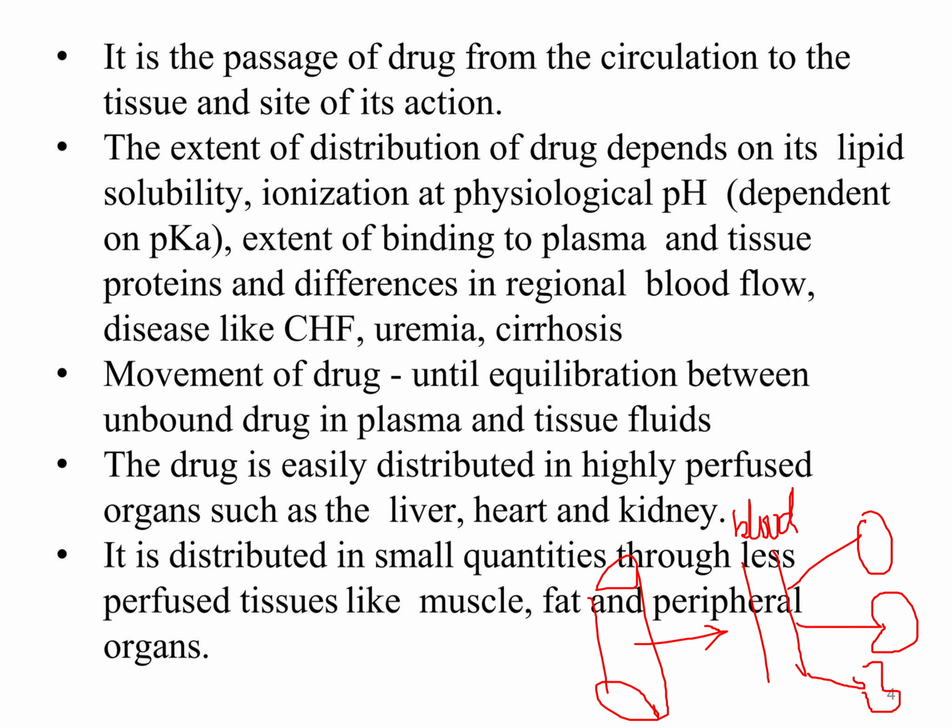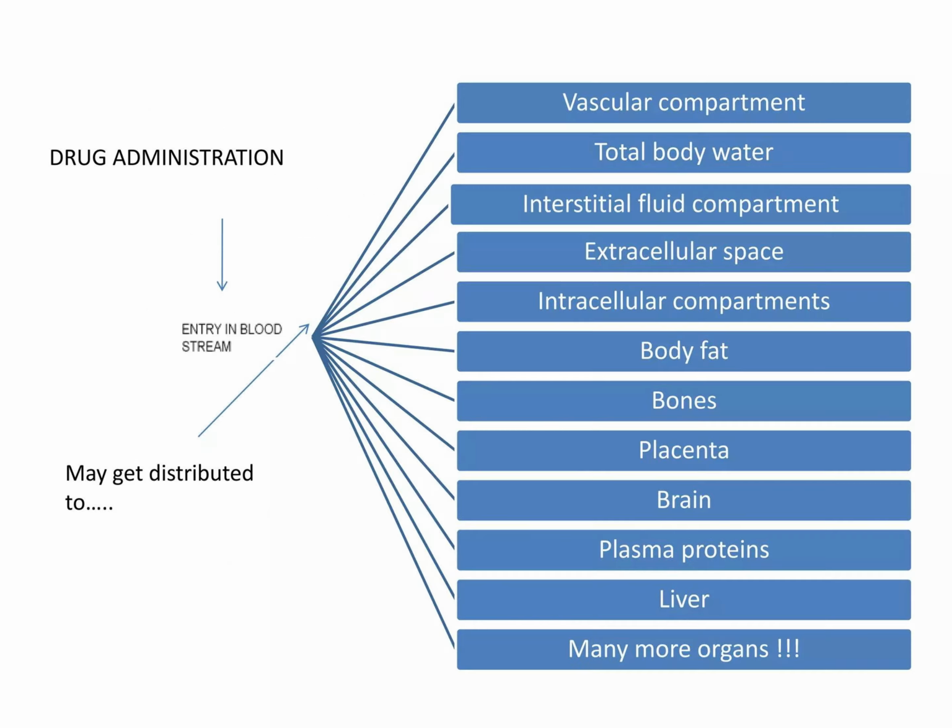So from the GI tract, drug is firstly absorbed. This is called absorption. We have a separate video upon this. And after the absorption, drug will ultimately go for distribution in different tissues. So whenever drug is administered, it comes into the blood, and after the availability in the blood, it will again distribute into different organs like vascular compartment, extracellular space, body fat, bones, placenta, brain. In each of the organs, the drug would be distributed.